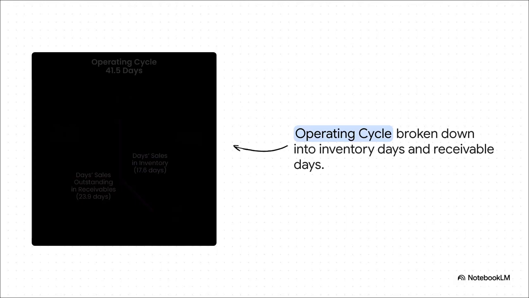When we actually map that formula out, it's really easy to see how it works. Let's say we have a total operating cycle of 41.5 days. That's split right into its core components: 17.6 days of sales in inventory, plus 23.9 days of sales outstanding in receivables. Breaking it down like a timeline really shows how these periods just stack right on top of each other to create your total cycle.